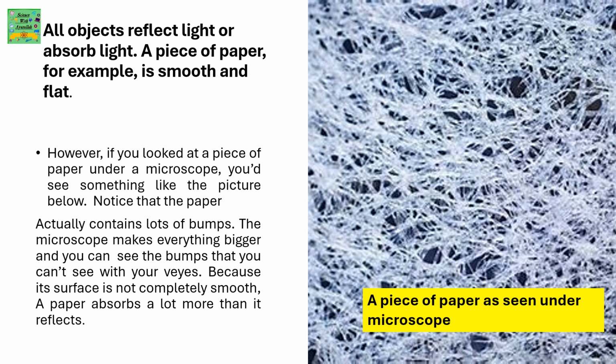All objects reflect light or absorb light. A piece of paper, for example, is smooth and flat. However, if you looked at a piece of paper under a microscope, you would see something like the picture below. Notice that the paper actually contains lots of bumps. The microscope makes everything look bigger, and you can see the bumps that are not seen with your naked eyes. Because its surface is not completely smooth, paper absorbs a lot more than it reflects.